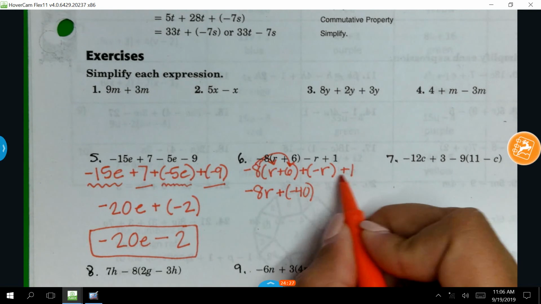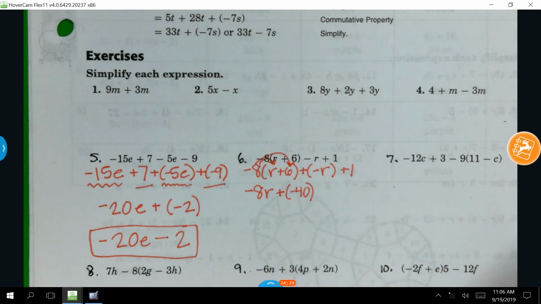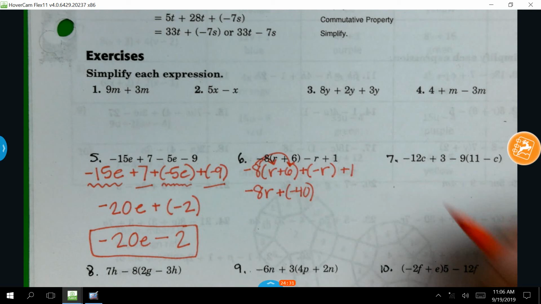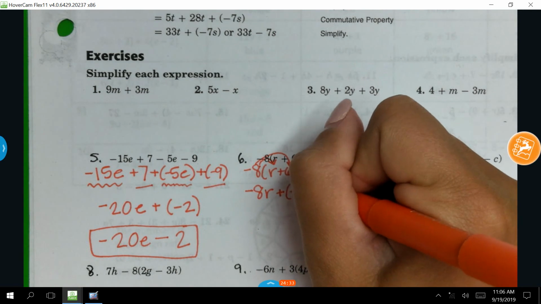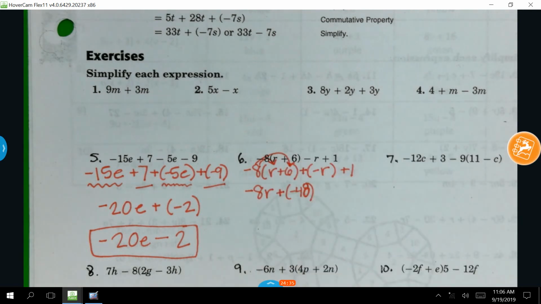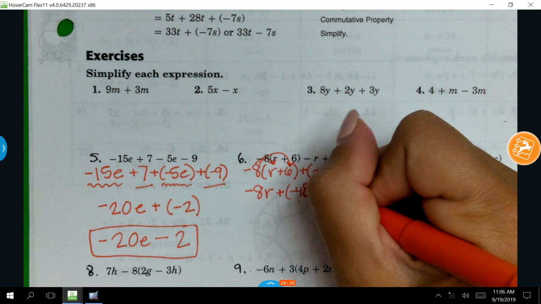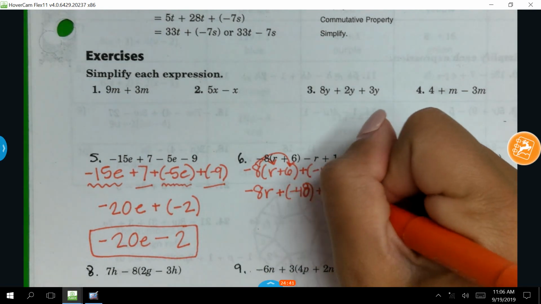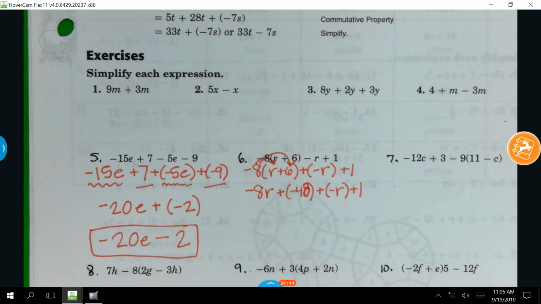And then can I just copy down the rest of that problem? Oh, sorry. Thank you. Not 8 times 5. So now can I copy the rest of that problem down? Yeah. So I'm just going to tag on plus negative r plus 1. Alright. Now how do I simplify that?